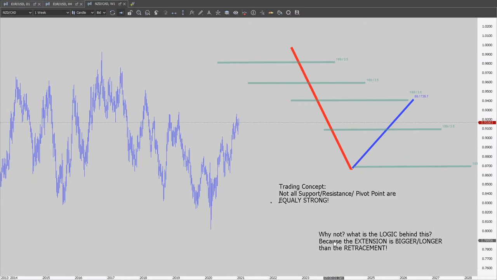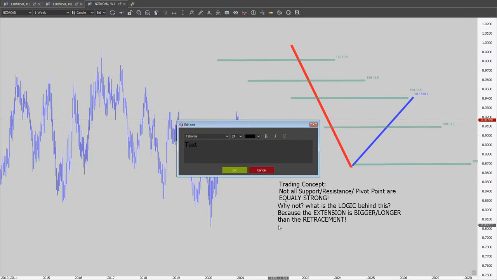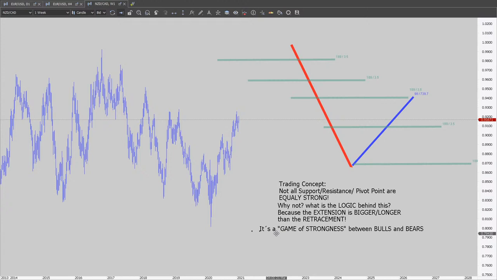It's a game between bulls and bears. It's a game of strongness. I hope my English is correct. If not, everybody tell me. It's a game of strongness between the bulls and the bears.